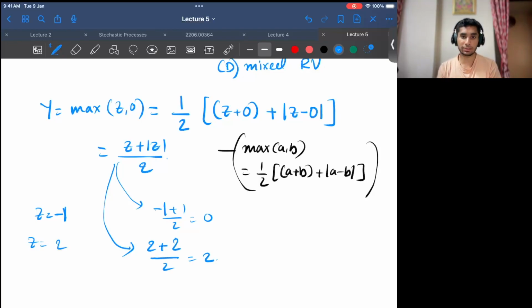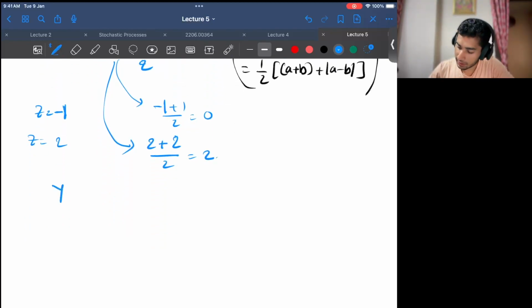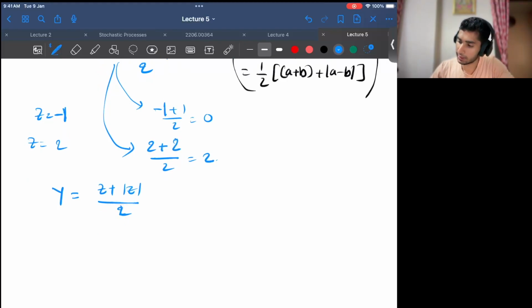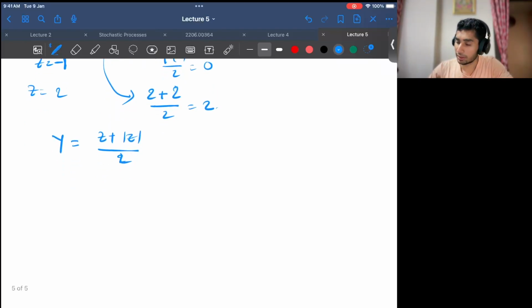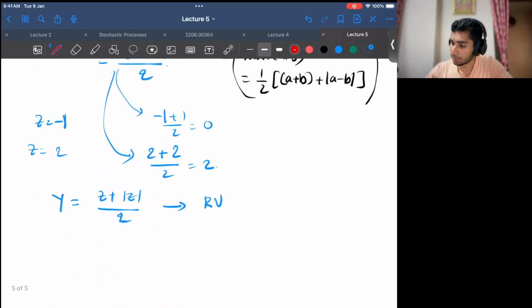So you can see that you can verify this just by putting in some values. If z is a standard normal random variable, then y is equal to (z plus mod z) by 2. Now this function doesn't have any discontinuity, because it's defined everywhere, and just by looking at it you can see that it's not discontinuous at any point. So it is a random variable. There was one option which says that it is not a random variable, so this option is wrong.